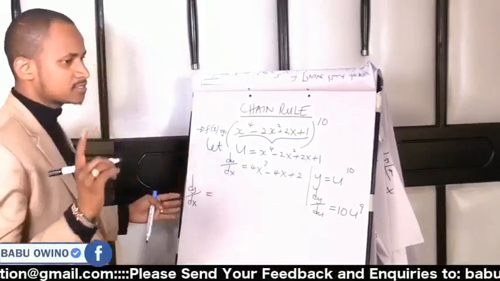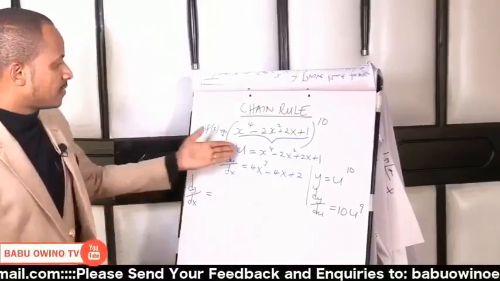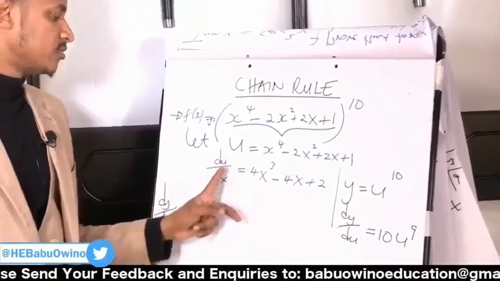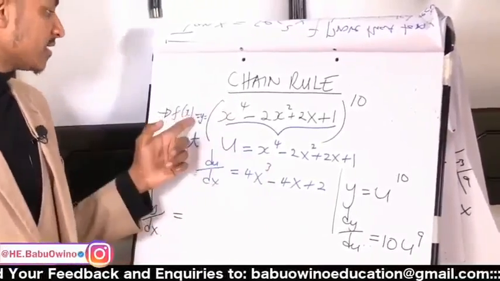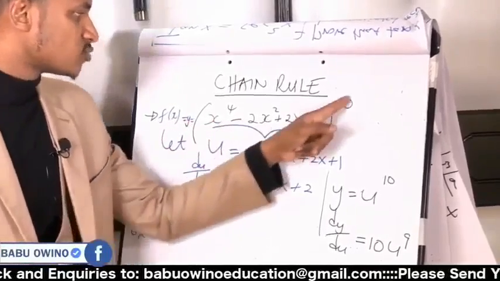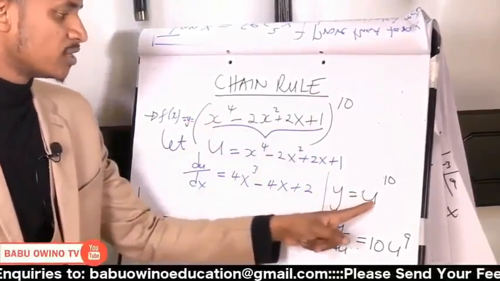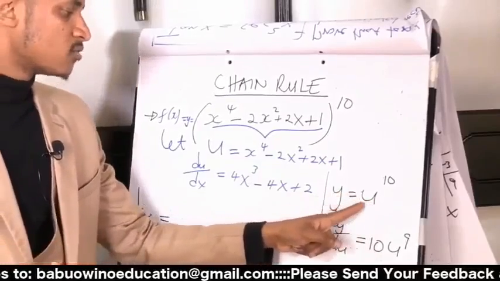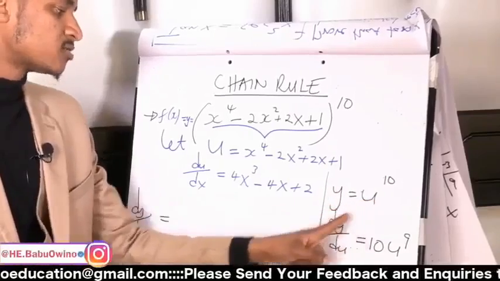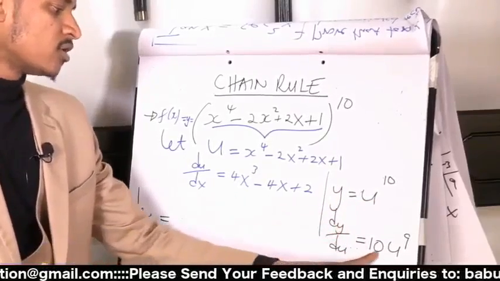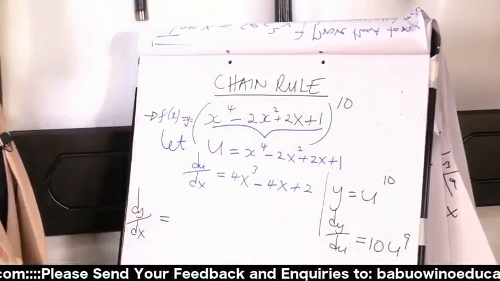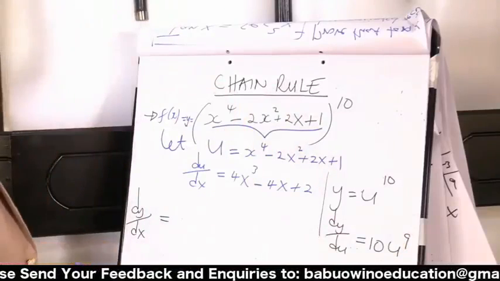Be keen here, class. Remember, we just let this be equal to u. Then we differentiated it to get du dx. Then we rewrote this equation as y equals this value raised to power 10. But this value we said is equal to u. So it's the same as y equals u raised to power 10. Then again we got dy with respect to u. You differentiate this and get 10u raised to power 9.